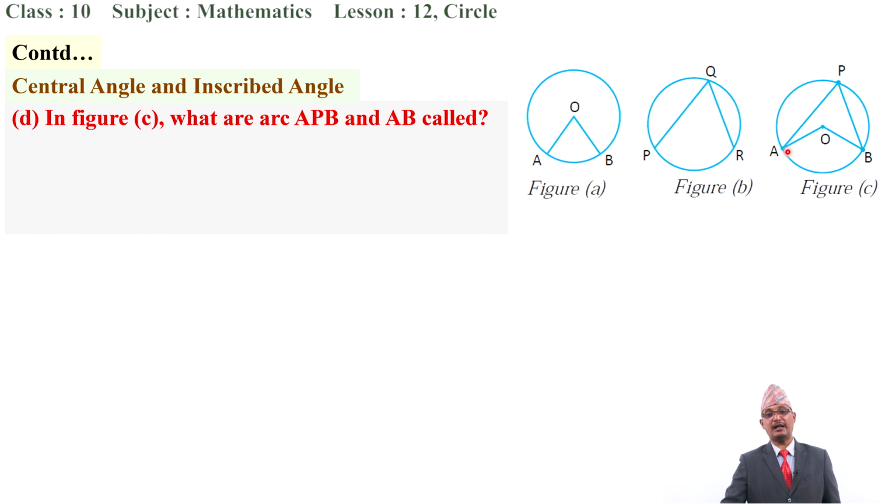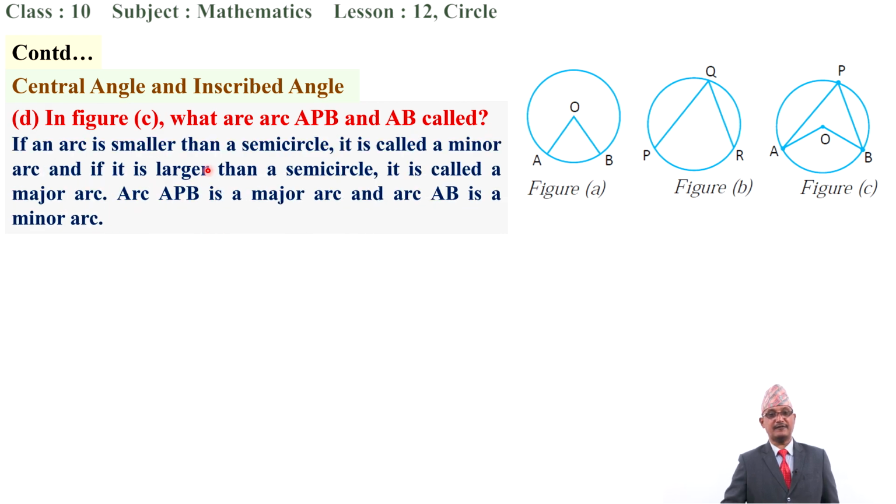If the length of the arc is more than the semicircle, it is called major arc. So APB is the major arc. So what we can say, if an arc is smaller than a semicircle, it is called minor arc. So this arc AB is smaller than the semicircle, so it is called minor arc AB. If an arc is bigger or larger than a semicircle, then it is called major arc. So arc APB is larger than the semicircle, so it is called major arc. So in the figure, arc APB is the major arc, whereas arc AB is the minor arc.